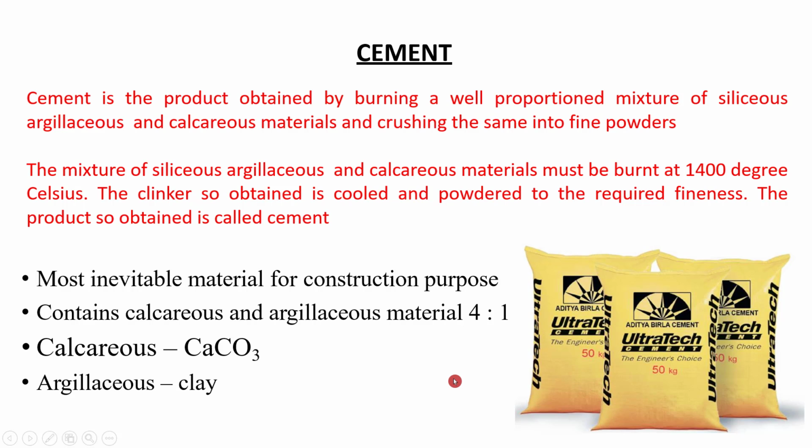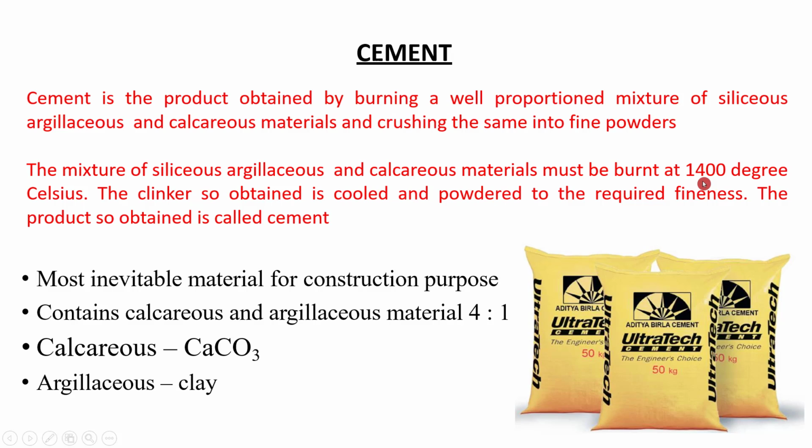Okay, now we will see the properties of cement, because cement is one of the main components in the making of concrete. Cement is a product obtained by burning a well-proportioned mixture of siliceous, argillaceous, and calcareous materials and crushing the same into fine powder. So it is a combination of siliceous, argillaceous, and calcareous materials processed in a defined way to make the cement.